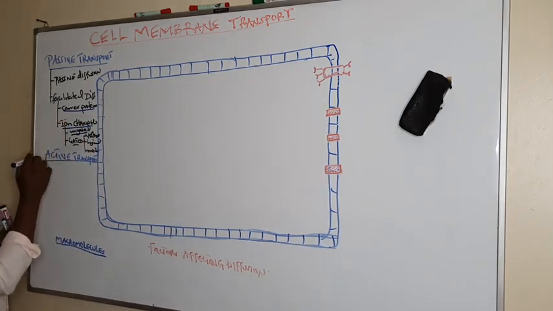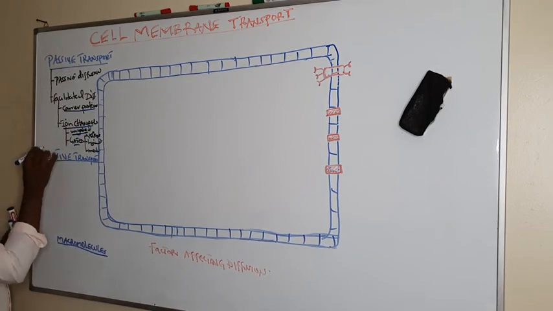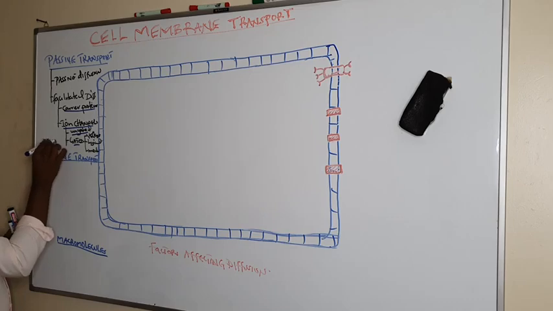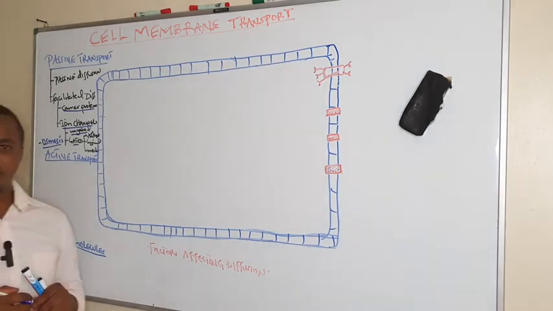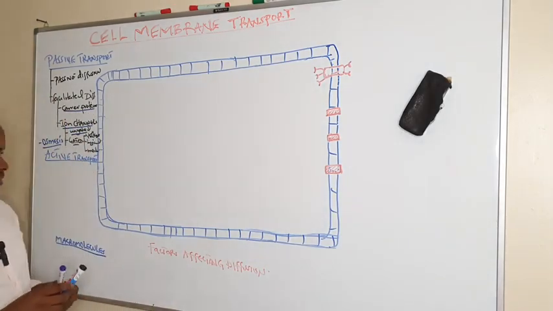Then another special type of passive transport we are going to talk about is osmosis, whereby osmosis applies to movement of water via aquaporin.